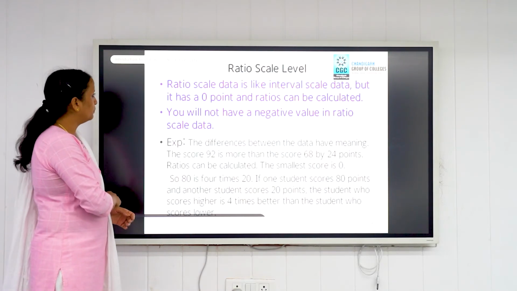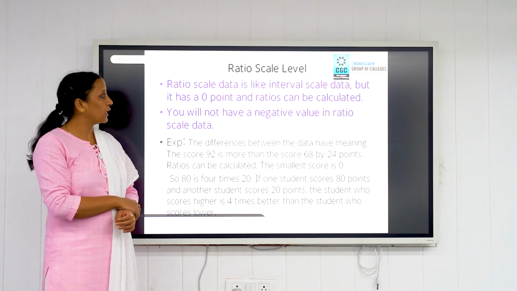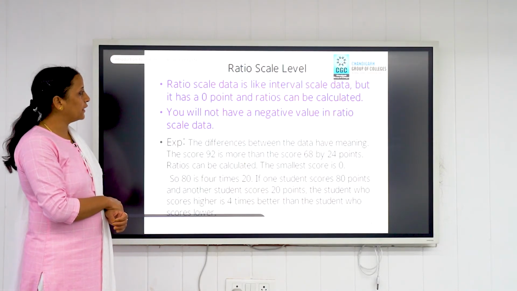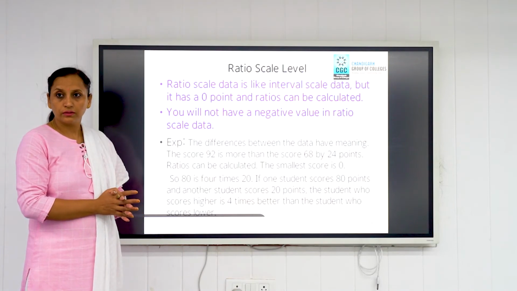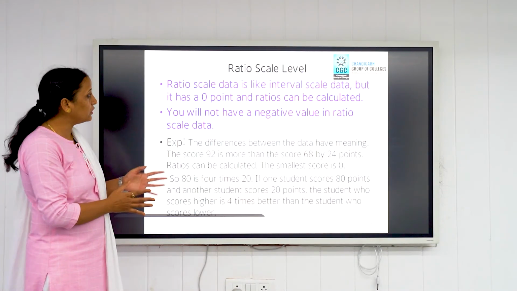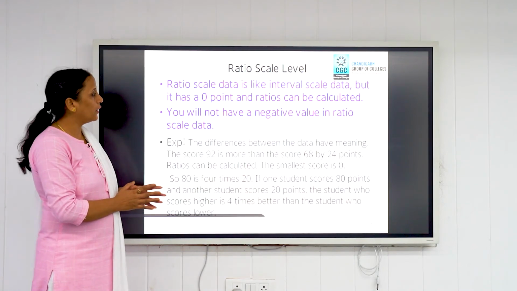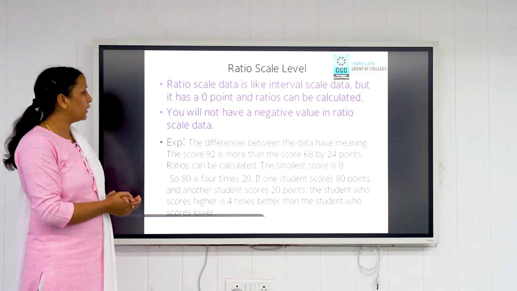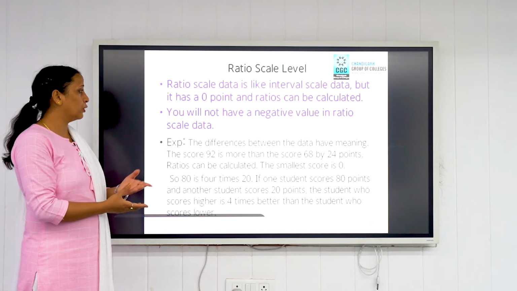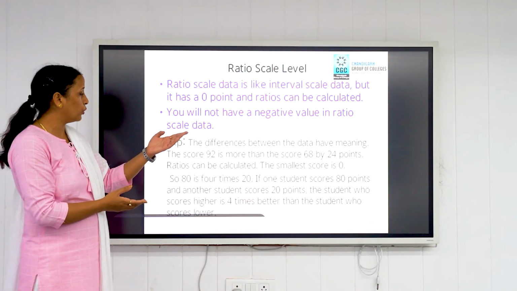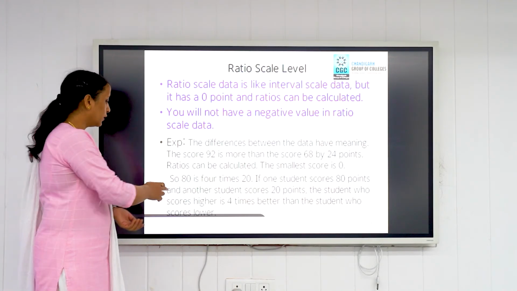Right. Then come to the ratio scale level. Ratio scale data is like interval scale data, but it has a true 0 point, and a ratio can be calculated. So you will not have a negative value in the ratio scale, right?